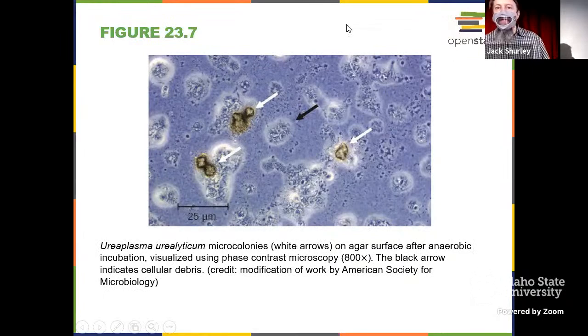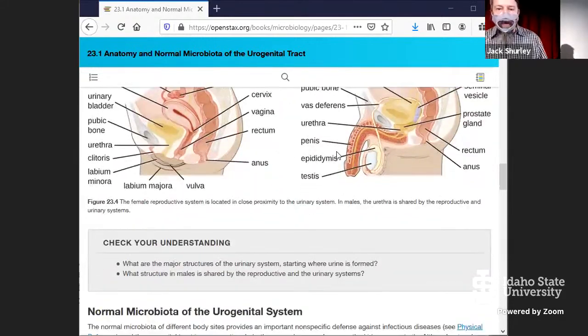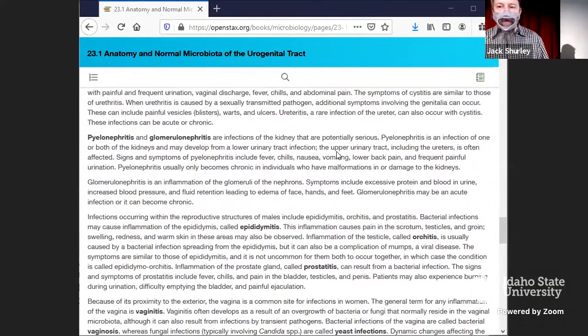All right, let me stop sharing that real quick, and go back to this, hopefully. All right, let's see. I think I'm in the actual second bit of this.